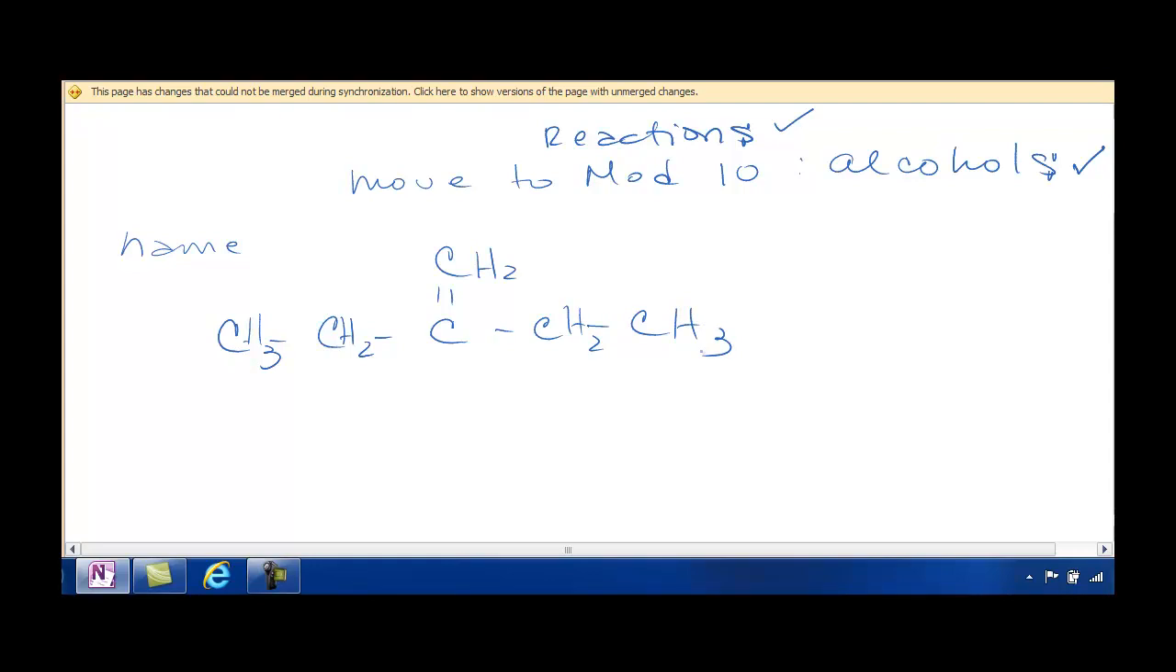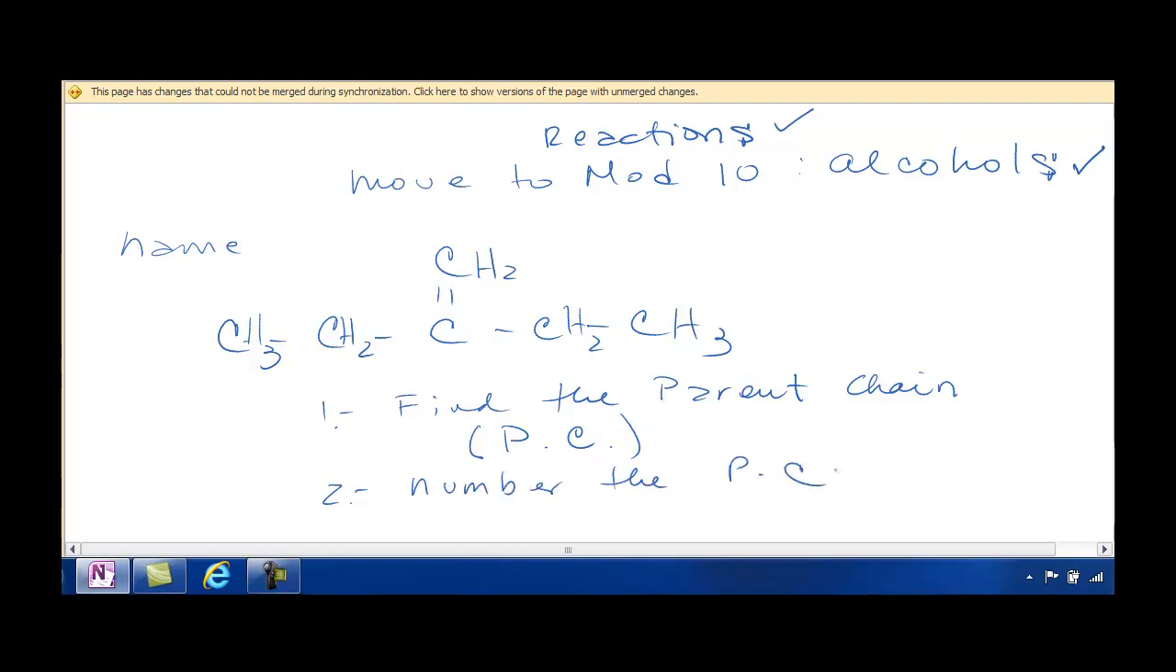If I ask you to name this compound, the first thing is we're going to find the parent chain. And the parent chain then needs to be numbered. And then we're going to put whatever we have in alphabetical order. In this particular example, we don't really have much, so we don't even have a rule 3. So many times we only have rule 1 and 2.